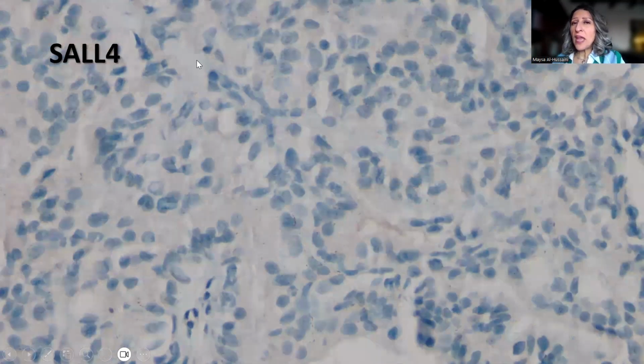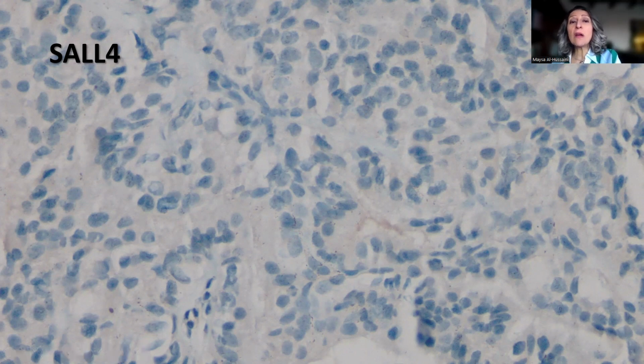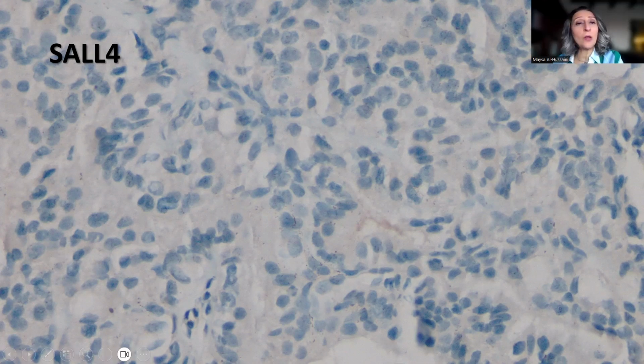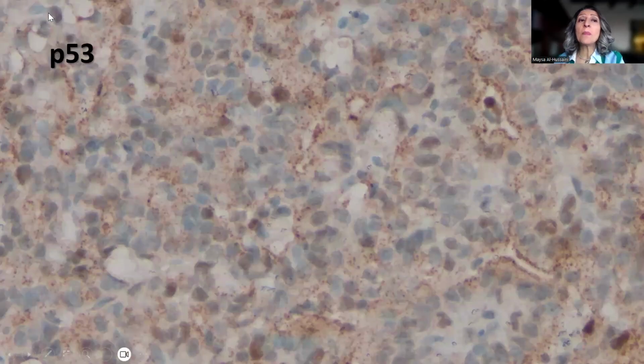Now, because of the age, because of the morphology, always remember to rule out germ cell tumors, especially in midline structures, and SALL4 is an excellent pan-germ cell tumor marker, and it's completely negative. This is important because the management is completely different between germ cell tumors and other types of central nervous system tumors, including choroid plexus tumors, whether this is papilloma or atypical papilloma.